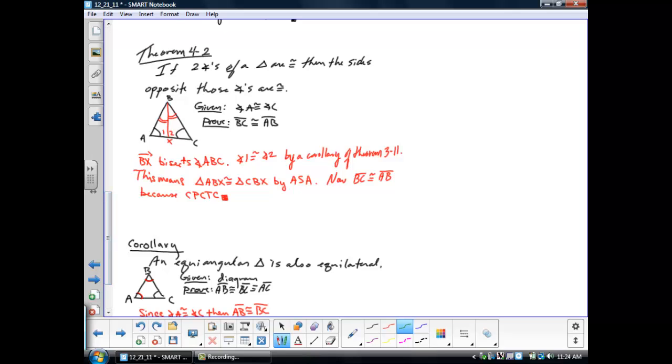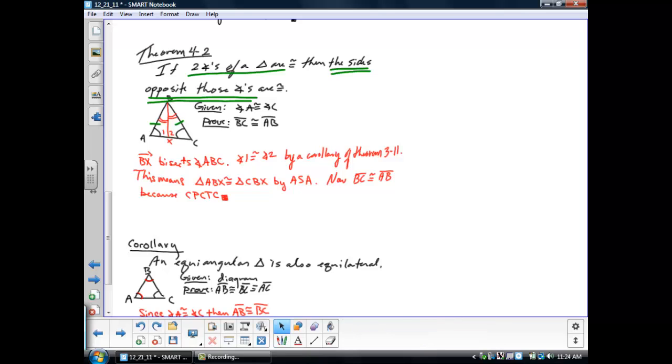Theorem 4.2 is the converse of theorem 4.1. What it says is if you have two angles in a triangle congruent, then the sides opposite those angles must be congruent. Converse means that you take the part that's after the if and the part that's after the then, and you switch the places. So theorem 4.1 said if you have two sides congruent, then the angles opposite those sides are congruent. So we kind of just switch those positions.